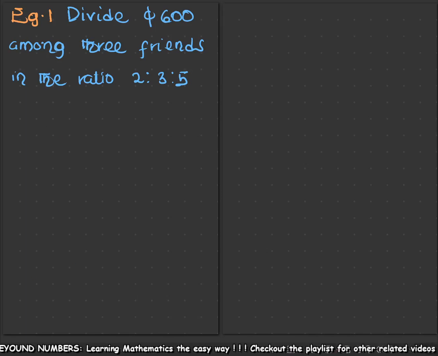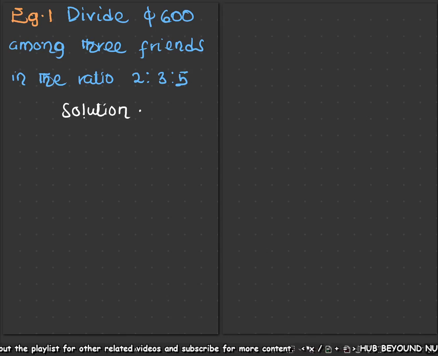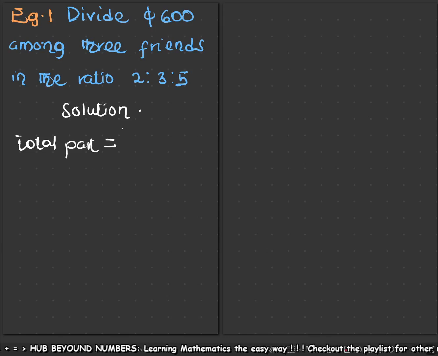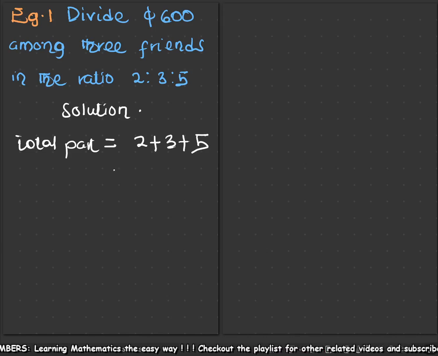Our first question says, we have to divide 600 cedis among 3 friends in the ratio 2:3:5. How do we go about it? The first thing you need to do whenever you have this type of question is to get your total part, or total ratio. Some call it total part, some call it total ratio. How do we get that? We add 2 to 3 and then to 5, and that gives us 10.